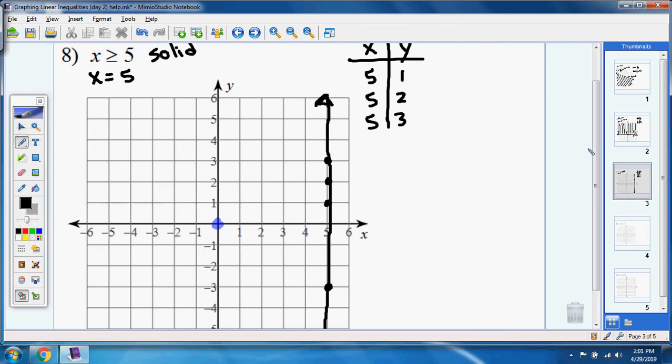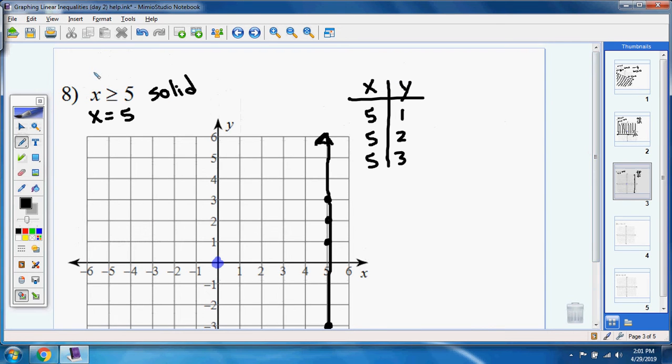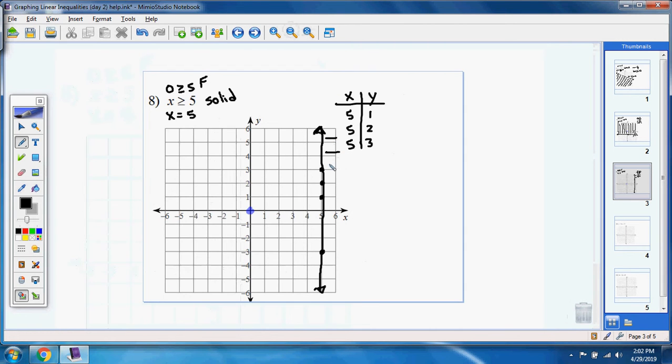All right, so looking at the original problem, I'm going to test 0, 0, which I really just need 0 is greater than or equal to 5, because I'm really just interested in the x. So 0 is greater than or equal to 5. That is a false statement, which means we do not like that origin. So we're going to shade this way, the other side. And quick label, x is greater than or equal to 5. Beautiful, very nice.